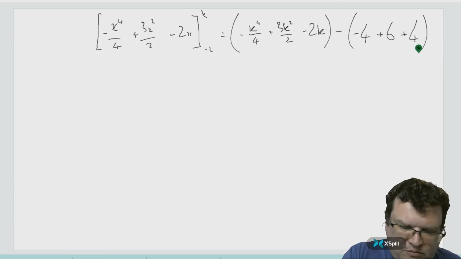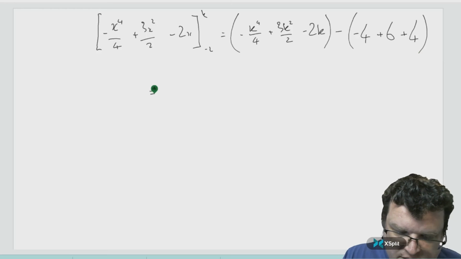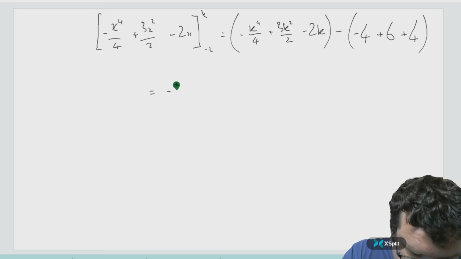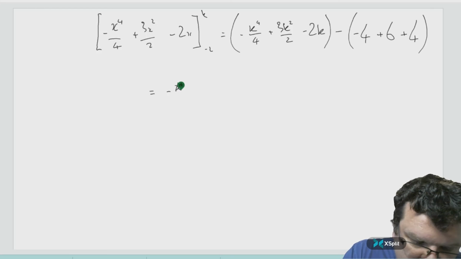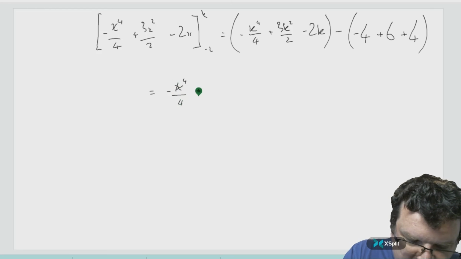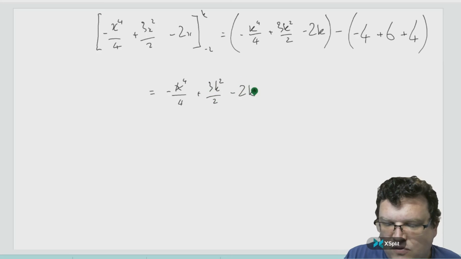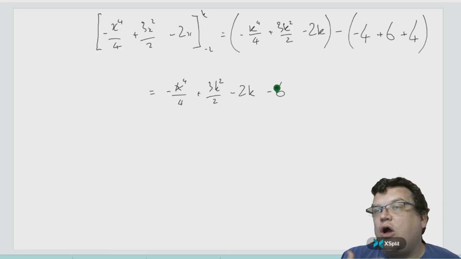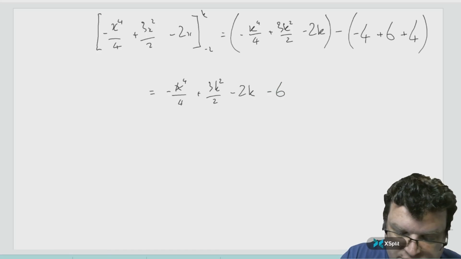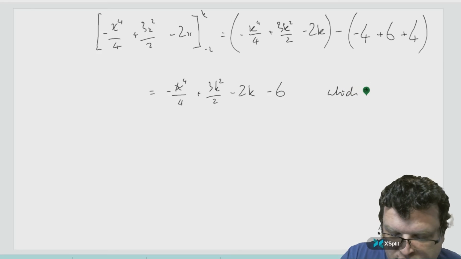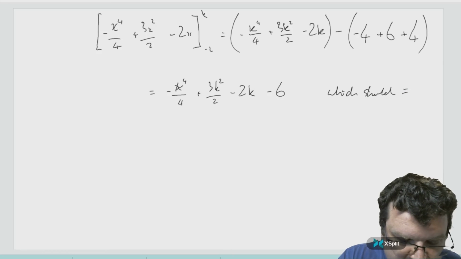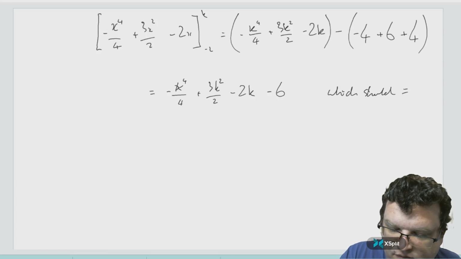So let's tidy up what we have here. We have negative k to the 4 over 4, positive 3k squared over 2, minus 2k, and then this last bit, the 4's cancel, and I'm left with negative 6. Now, according to the question, this should equal, let's just double check, it should equal 2k plus 4.